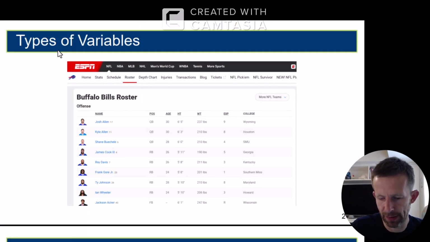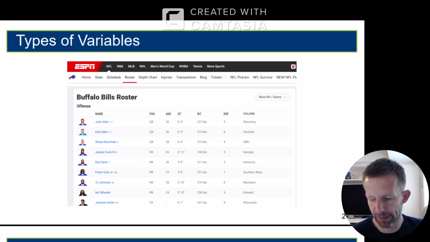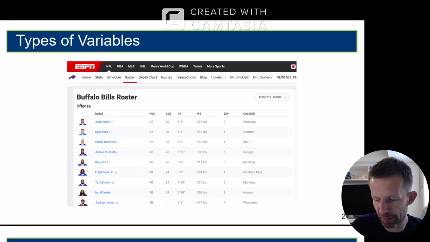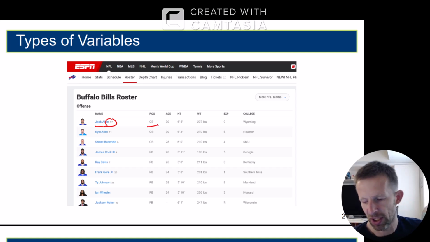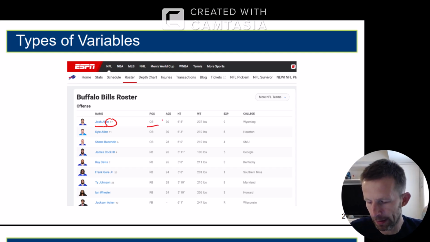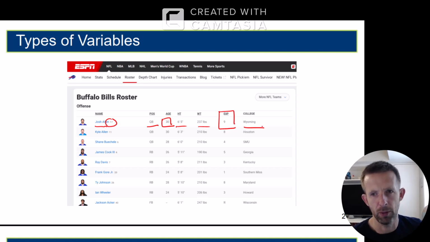So here is the roster from the Buffalo Bills from ESPN, and you've got the different players. For the different players, you'll have the player name, their jersey number, position. So Josh Allen is a quarterback. He is 30 years old, 6'5", 237 pounds. He has 9 years of experience in the NFL, and he went to Wyoming.